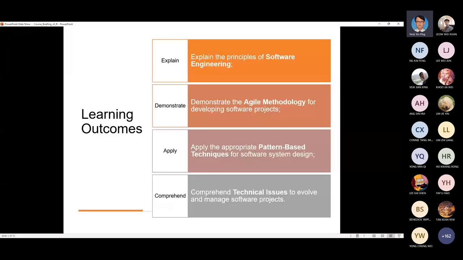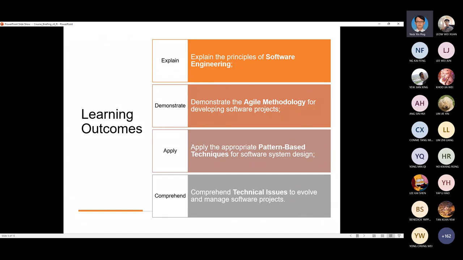Throughout this course, we try to ensure that you get to know the entire learning outcome here. First, you need to know how to explain. Second, you need to know how to demonstrate, and then apply, and then comprehend. What you need to explain is that after finishing this course, you should be able to explain the principles of software engineering.